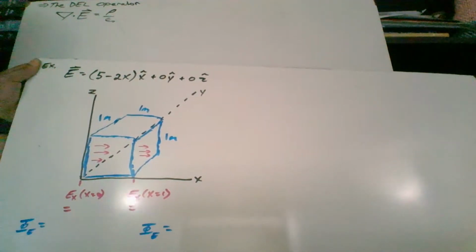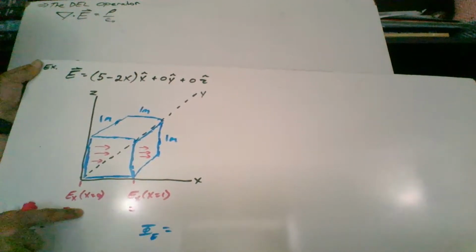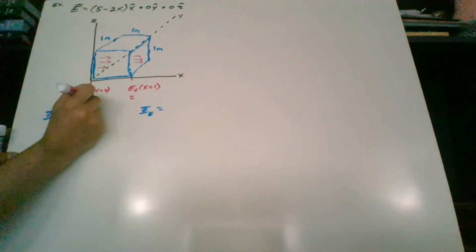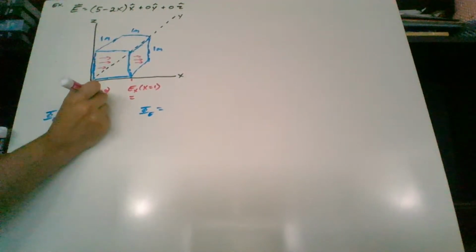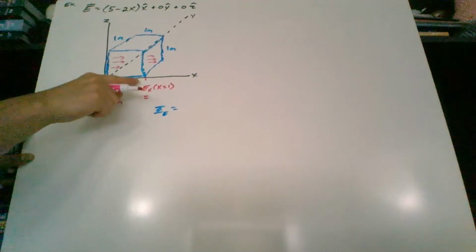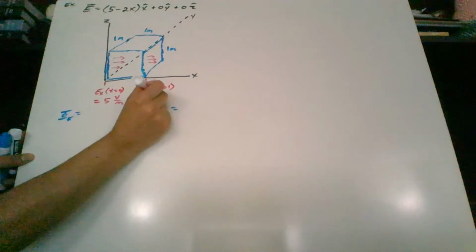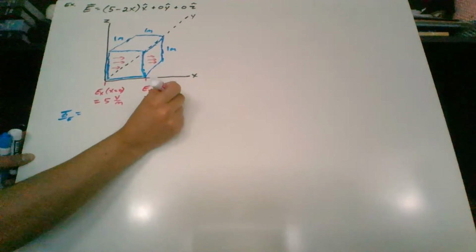And what we want to know is a few different things here. We want to know what the electric field here is, and we want to know what the electric field at x equals 1 is. So let's do that out. To find the electric field at x equals 0, you just plug 0 into here. And so you get 5 minus 0, it's going to be 5 volts per meter. So that's going to be the electric field over there. And then if we wanted to find the electric field at x equals 1, we plug in 1 there, and we get 3 volts per meter.